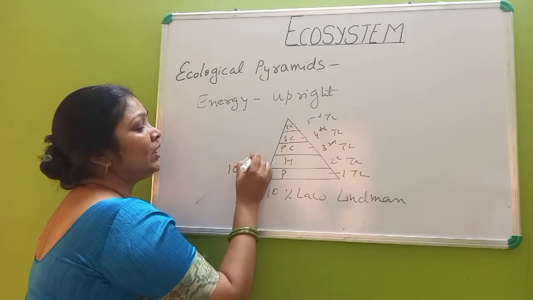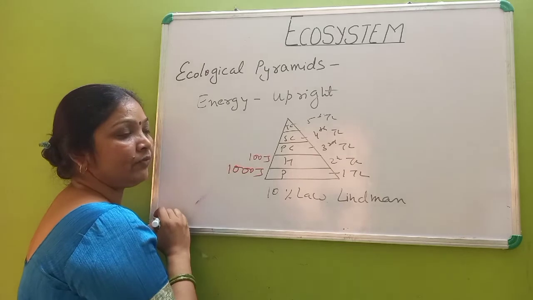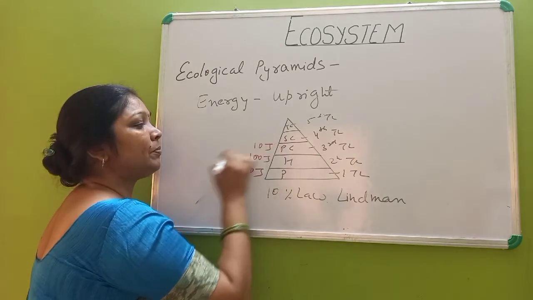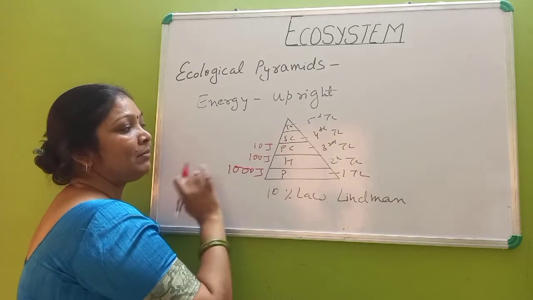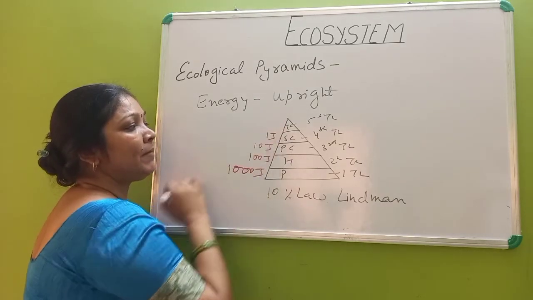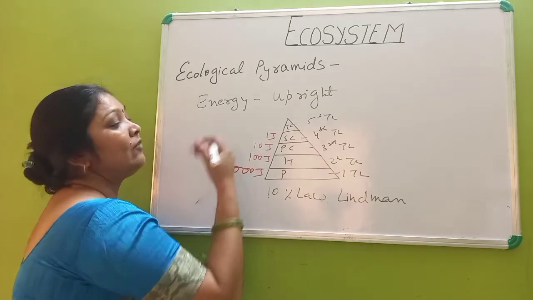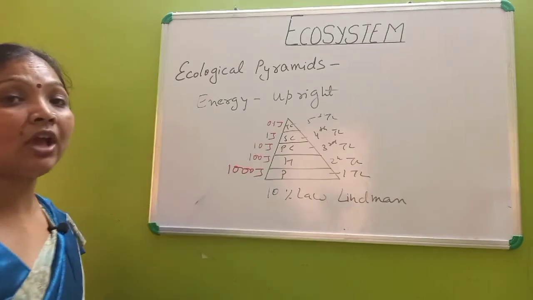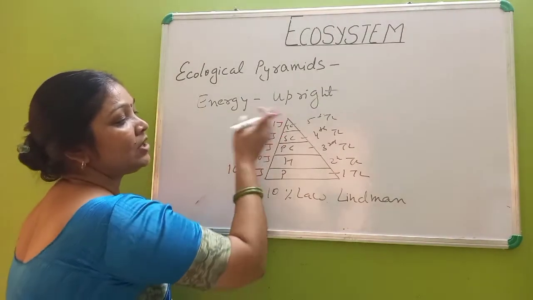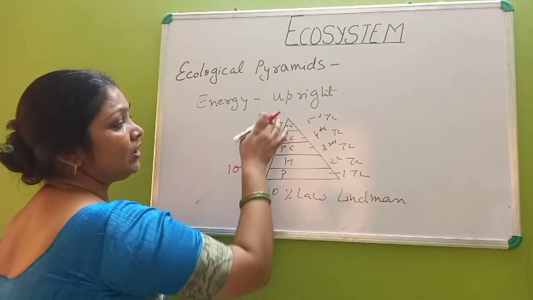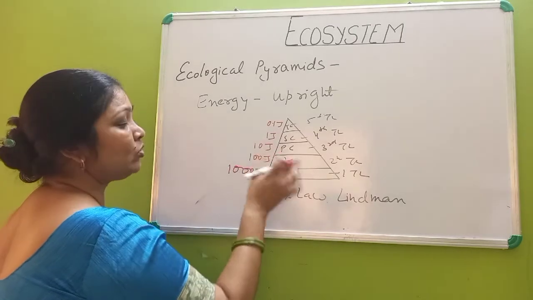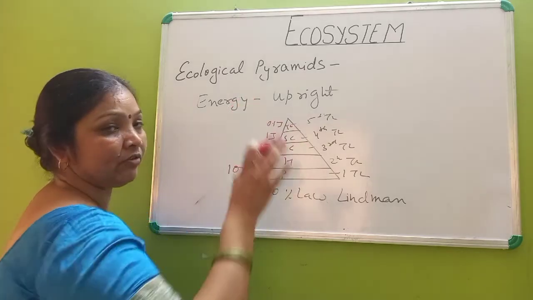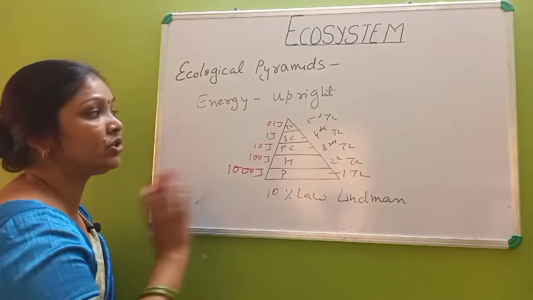herbivores. Means only 100 joule is passed to the herbivores, and from herbivores only 10 joule will pass to the primary carnivores, and from primary carnivores only 1 joule will pass to the secondary carnivores, and from this only 0.1 joule will be passed to the tertiary carnivores. Means only 10% energy is passed from producer to herbivores, from herbivores to primary carnivores, to secondary carnivores, and from secondary carnivores to tertiary carnivores.